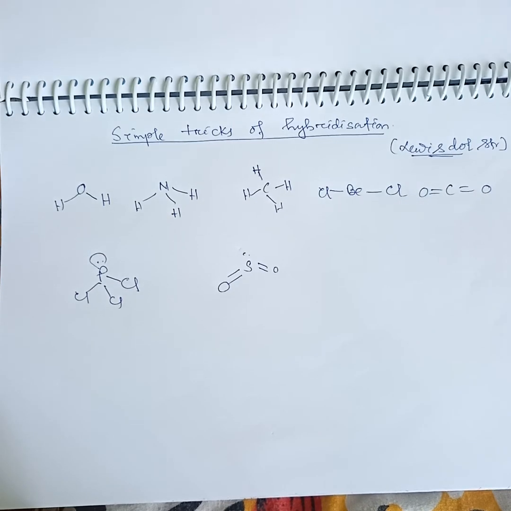Why does this hybridization take place? In order to gain stability. Everything that happens in the world has an inherent tendency to gain stability by some means. In that way, hybridization is one of the methods to gain stability.